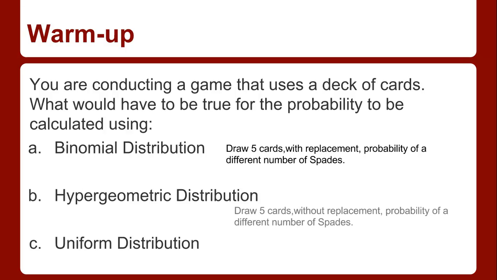Hypergeometric, an example would be draw 5 cards without replacement. Probability of a different number of spades. So we use the exact same example, except we recognize that if we don't replace them, if we just have a hand of cards, what's the probability that you have a different number of spades? You might ask about order here. It's not so much the order, because if order mattered, it would still be a hypergeometric. In general, we say order doesn't matter, but we would get the same thing if order did matter.